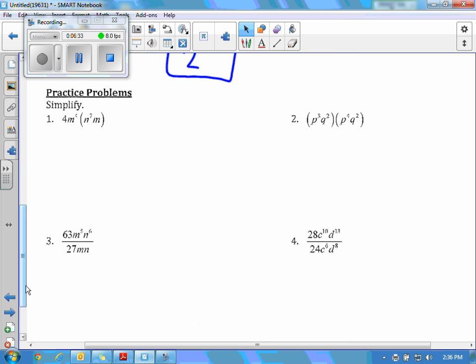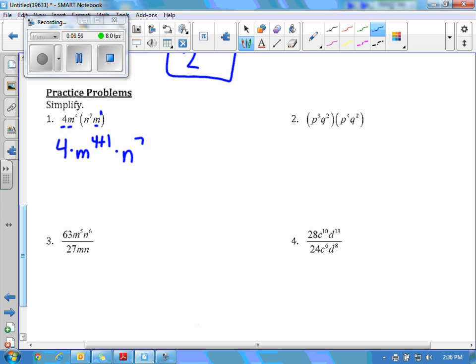On the bottom, there's just 4 practice problems. Okay, I'll do 2 examples, and I'll let you do 2 examples. So if you look at number 1, okay, I have one coefficient which can go out front, and then I have m's here, so I'm going to get m to the 4 plus 1. If I just have an m, that's an exponent of 1. And then I have n to the 7. That's the only n I have, so I just leave it how it is. So when I simplify that, I get 4m to the 5th, n to the 7th.